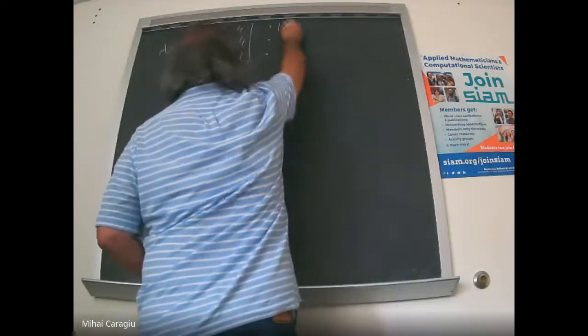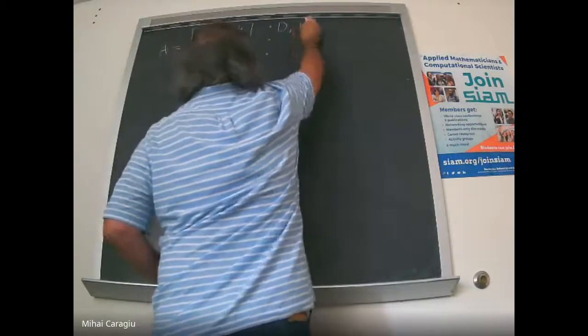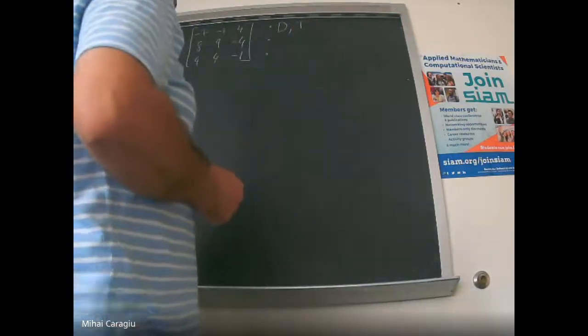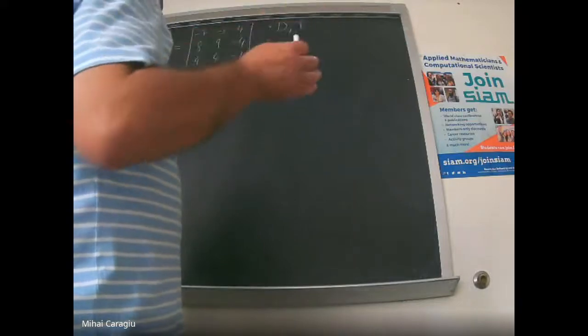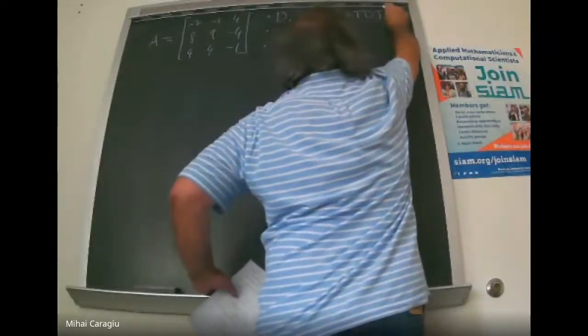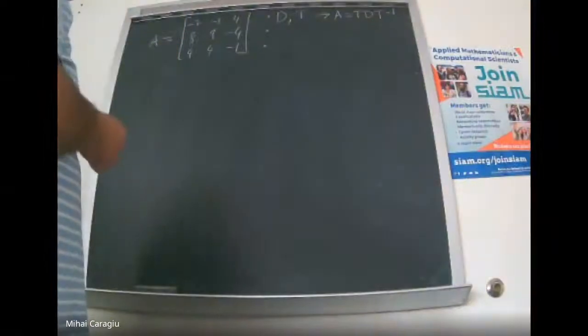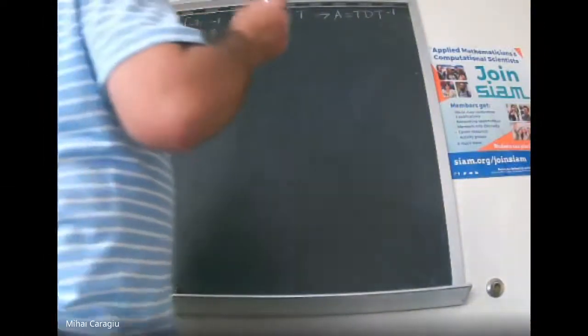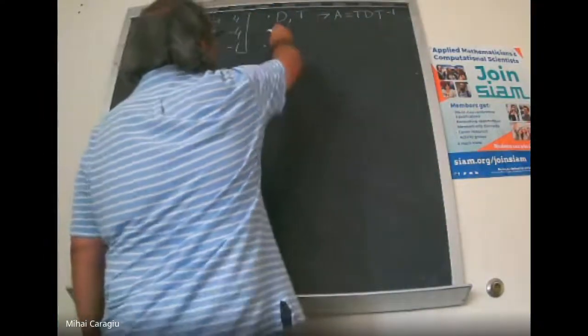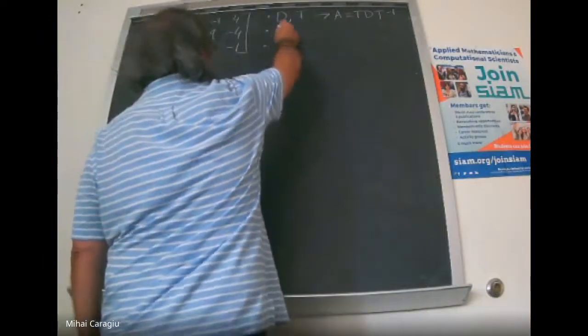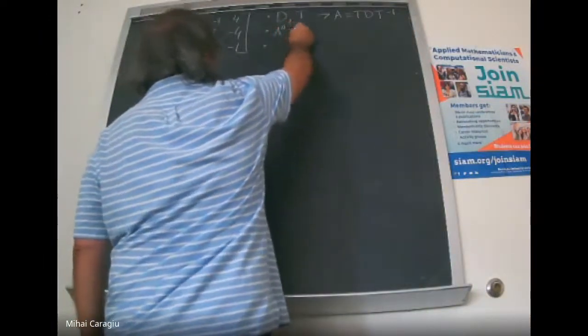Let's find a diagonal matrix D and a diagonalizing matrix T. Then if we manage to find D and T, that means the matrix is diagonalizable, and this will imply A equals T D T inverse. And from this formula, we can calculate basically every function of A.